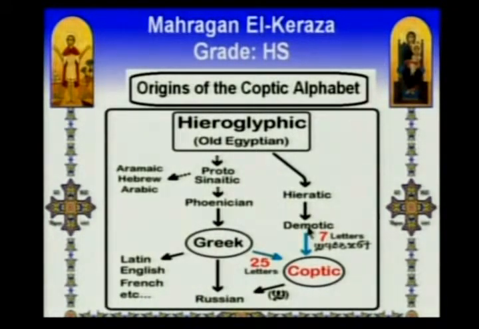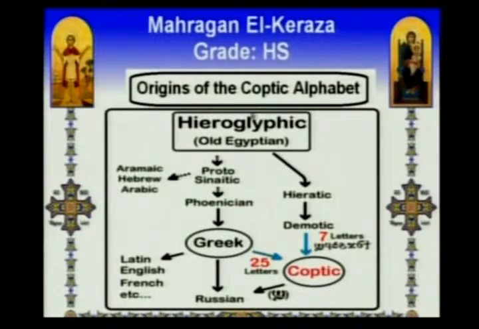But demotic was the language in which the selling and buying things was written as the contracts and things like this. And from this demotic stage, we took 7 letters that went into the Coptic alphabet. But the bulk of the Coptic alphabet came from the Greek letters.